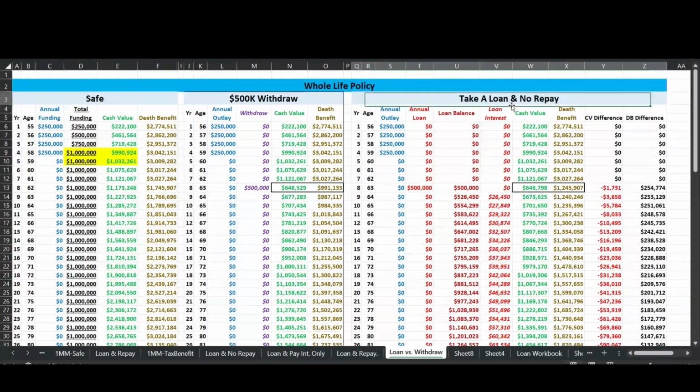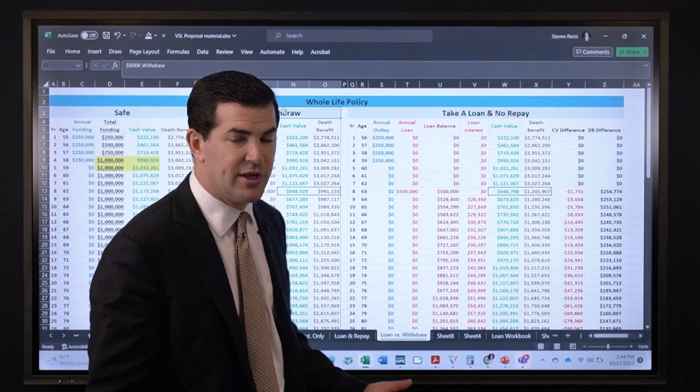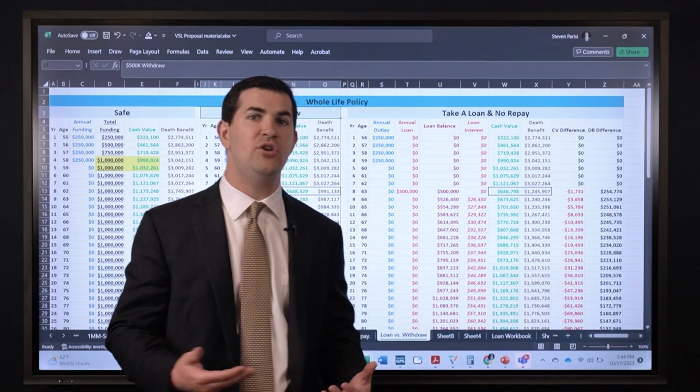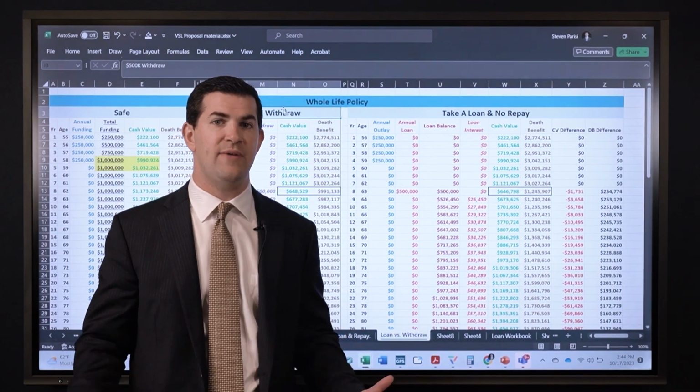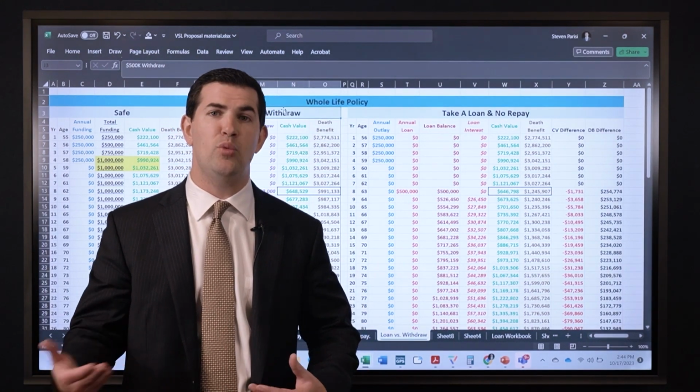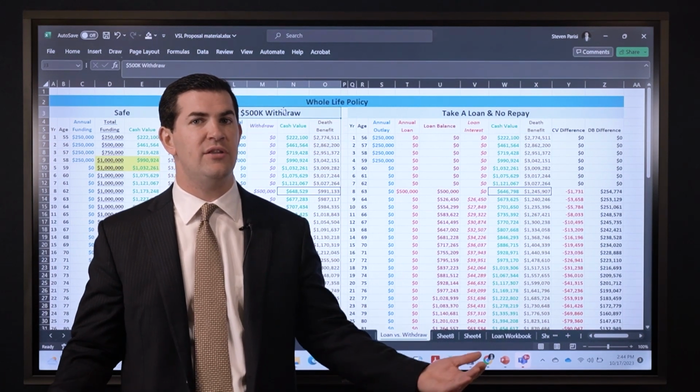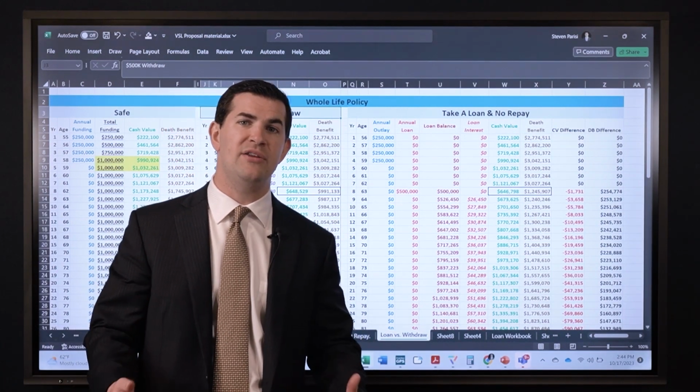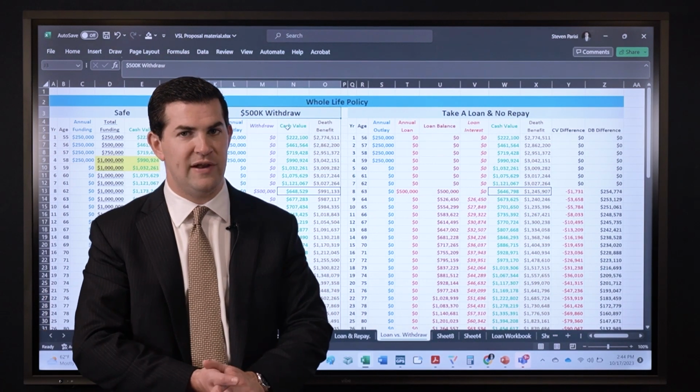To summarize all of this, taking a withdrawal versus a loan, most people we work with will take loans, but the reason is because they do intend to pay it back or just want the option to pay it back, and they know if they do pay it back, their values are fully restored to what they would have been as if they never touched it in the first place. So that's the appeal to a policy loan. I can use it like a personal line of credit.